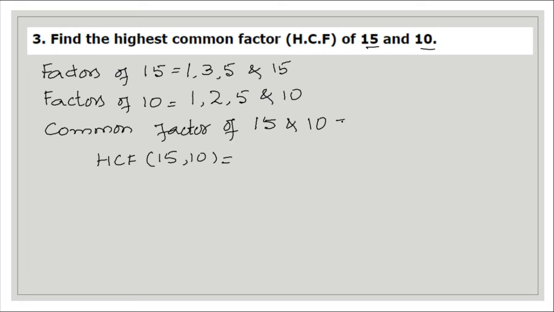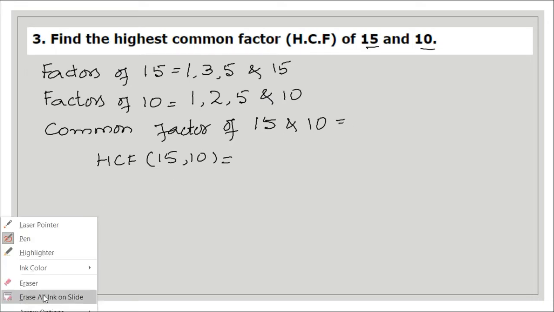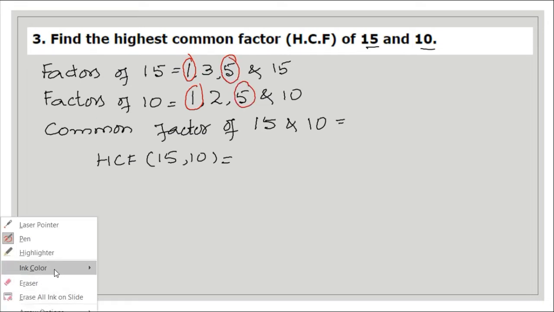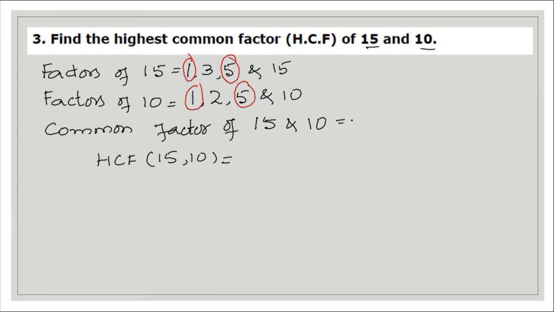Now you find out the common factors. The common factors are 1 which is there in both, 5 which is there in both. There are only 2. So the common factors are 1 and 5. In that, the highest is 5. Therefore, the highest common factor is 5 for these two numbers.